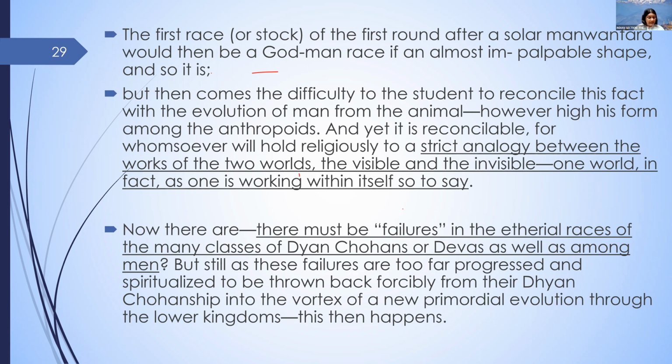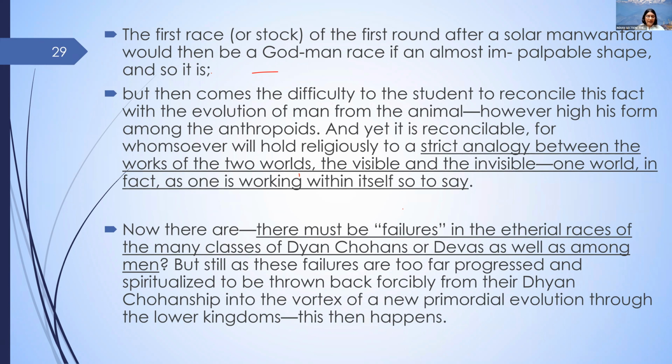So what he is indicating now: the first race in the first round after a solar manvantara is a god-man race that we have seen. It is highly ethereal. It is not material, so it cannot be touched, and it is extremely spiritual. So they are referred to as Dhyan Chohans. And just like there are failures of evolution at the human stage, by analogy, there must also be failures in the evolution of the Dhyan Chohan or the Deva stage.